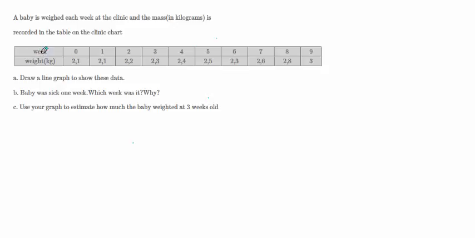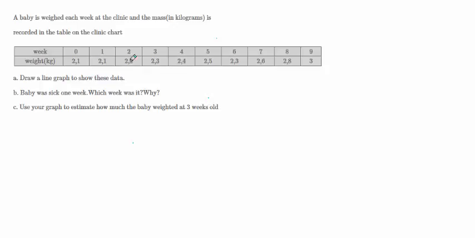We have the week on the first row. So this is the 0th week, the 1st week, the 2nd week, the 3rd week, and so on all the way up to the 9th week. And here comes the weight of this baby in kgs. 2.1 kgs, 2.1 kgs, 2.2 kgs, and so on. And there are 3 parts. Let's look at the first part. Draw a line graph to show these data.